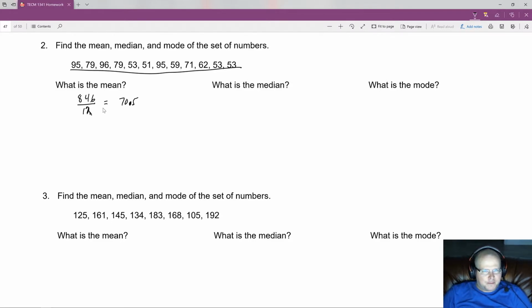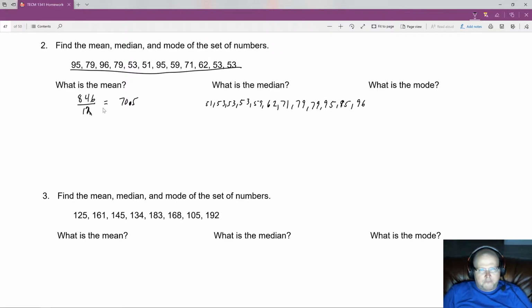Next, what is the median? Again, we reorder these in ascending order, so 51, 53, 53, 53, 59, 62, 71, 79, 79, 95, 95, and finally 96. So we have 1, 2, 3, 4, 5, 6, 7, 8, 9, 10, 11, 12, which is correct.